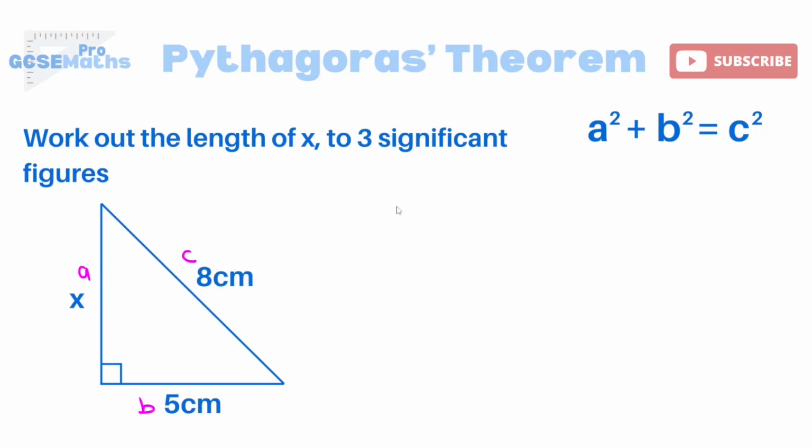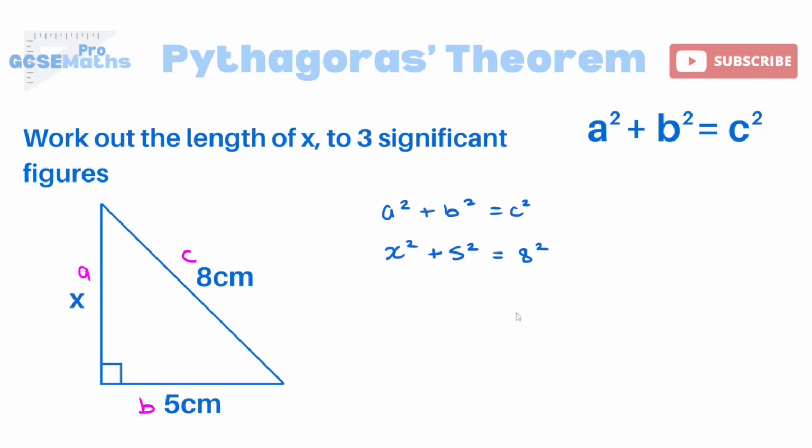Step 2. Substitute into my formula. So I know it's going to have to be a squared plus b squared equals c squared. Now, in this case, a is x. You see how the x is in a different place now, it's x squared, plus b squared, so 5 squared, and equals c squared, which is 8 squared. Okay, so it's in a different format now. I've got the x on the left-hand side.